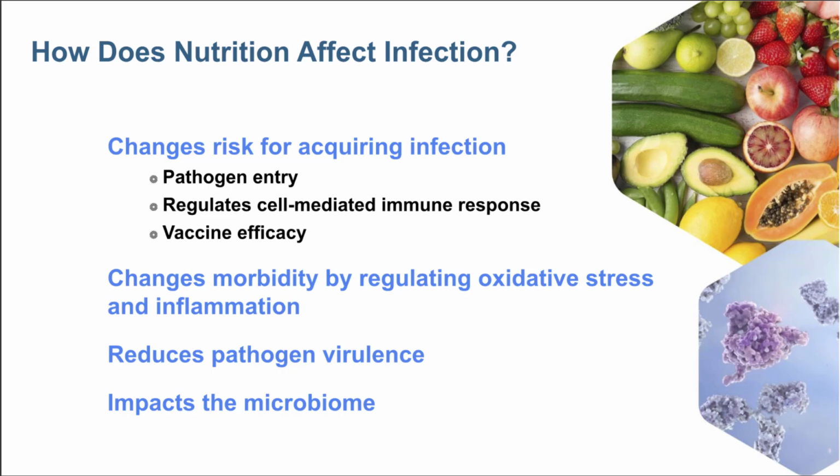Now, how does nutrition affect infection? There are several ways that nutrition can impact infection. One is by changing the risk for acquiring infection by interfering with pathogen entry, regulating cell-mediated immune response, and also changing vaccine efficacy. The other way is by changing morbidity by regulating oxidative stress and inflammation. Nutrition can also influence pathogen virulence, as has been shown in some studies in relation to antioxidant nutrients, and it can also impact the gut microbiome, which can then indirectly impact the immune system.